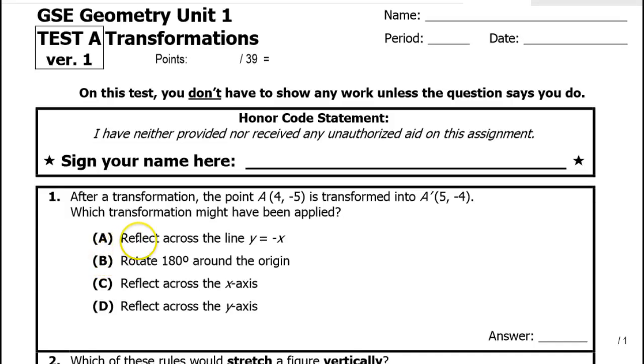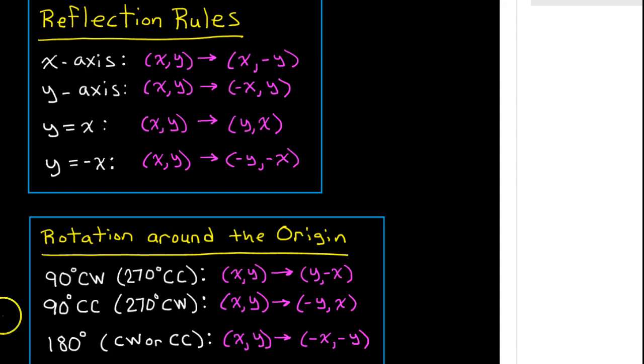In this video, we will discuss a variety of transformations, including translations, rotations, reflections, and dilations. Early on, we learned these 7 basic rules that are worth memorizing. So, you need to pause the video and memorize these if you have not already done so.